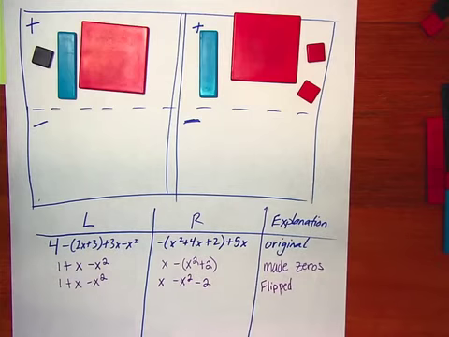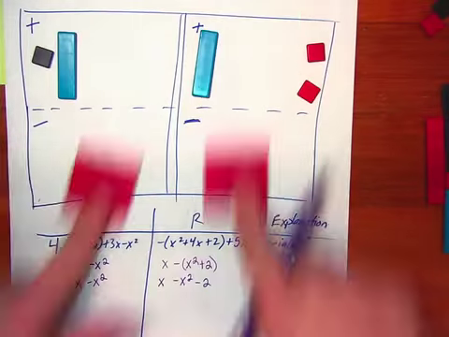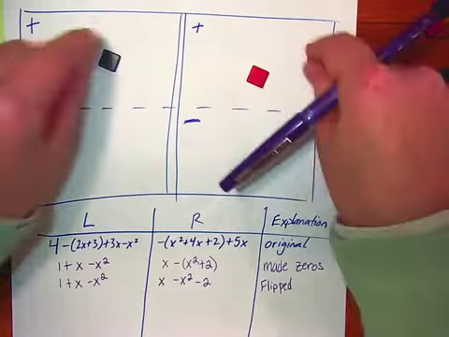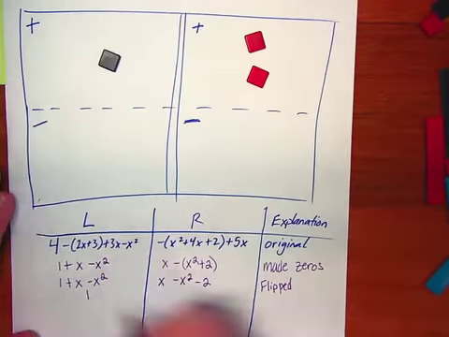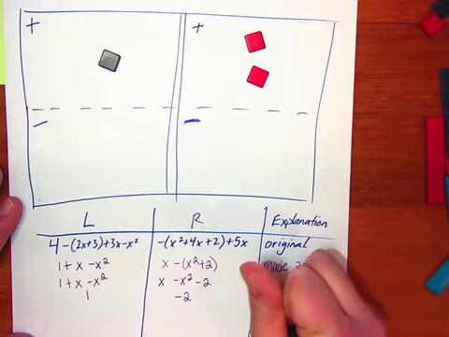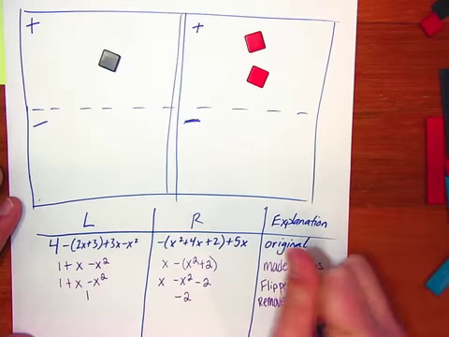Now let's see what we can remove from both sides. Remember, they need to be the same tile to keep things balanced. So we're going to take a negative x squared off of both sides and a positive x off of both sides. And we're left with 1 on the left and negative 2 on the right. And we remove the same from both sides.